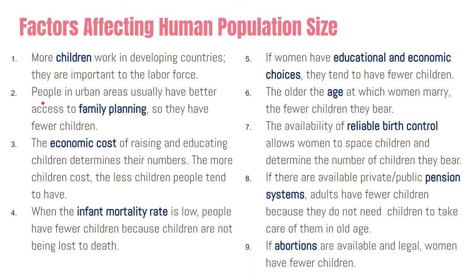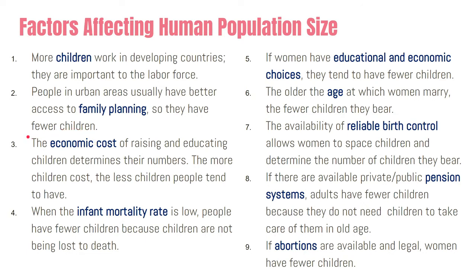Number two, people in urban areas. Urban areas are the cities and metropolitan regions; rural areas are the provinces. People in urban areas, or metropolitan areas or cities, usually have better access to family planning. So they have fewer children.